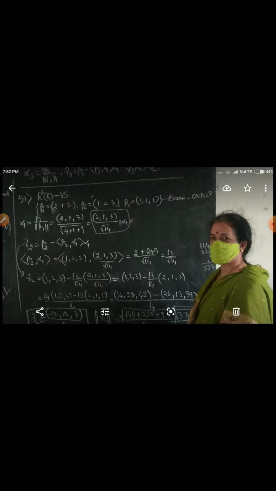Now gamma 2 equal to beta 2 minus inner product of beta 2 and alpha 1 times alpha 1. So let us construct the inner product between beta 2 and alpha 1. What is beta 2? That is the vector (1, 2, 3). And what is alpha 1? The vector (2, 1, 3) by root 14. What is the standard inner product between these two vectors? That is the dot product. So 1 into 2, that is 2. Next 2 into 1, that is 2, plus 3 into 3, that is 9, whole divided by root 14. That is nothing but 13 by root 14.